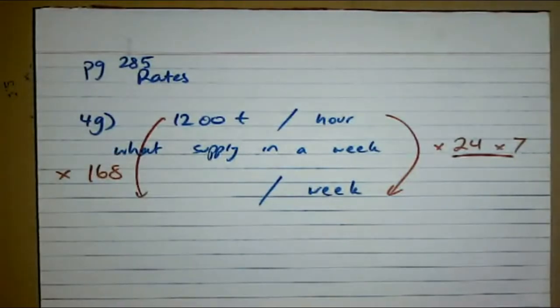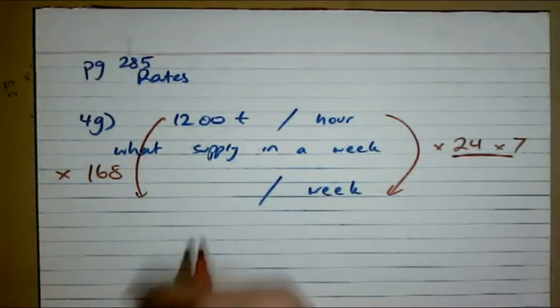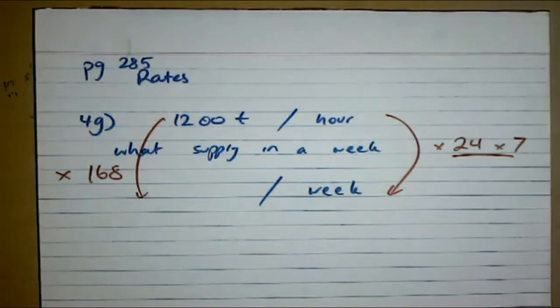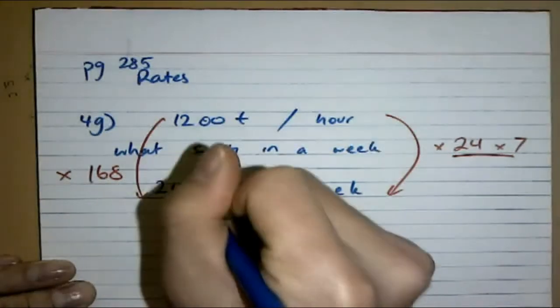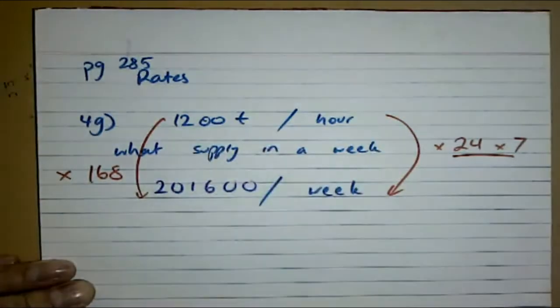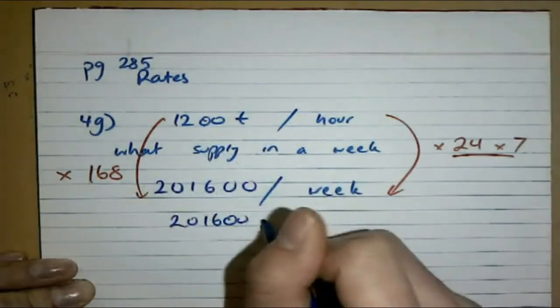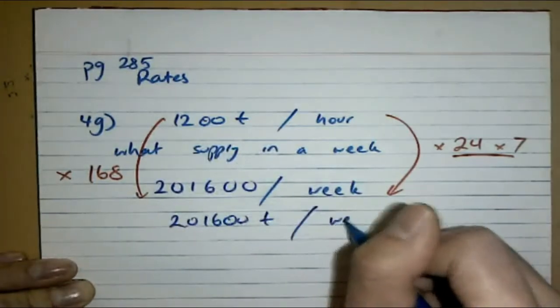You see that? So now we take a calculator, 1,200 times 168. What does that give me? Can you calculate for me? What is it, sir? 1200 times 168. 201600. Okay, so that means it's going to be a lot of tons per week.